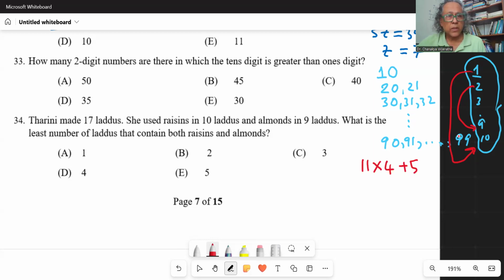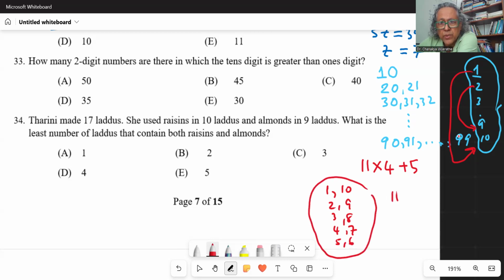So let me see. So 1 plus 10 is 11, right? 2 plus 9 is 11. And how many are there? So 1 and 10, and then 2 and 9, 3 and 8, 4 and 7, and then we have 5 and 6, right? Altogether, how many? So 11 times 5, right?